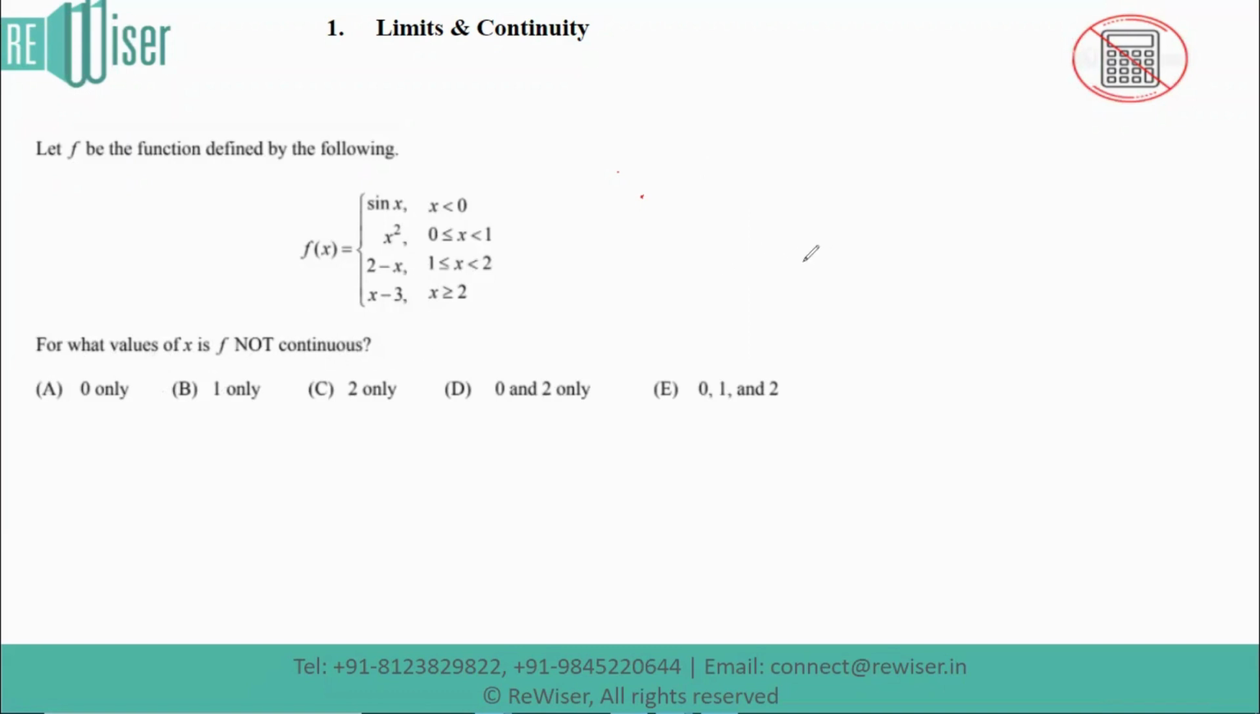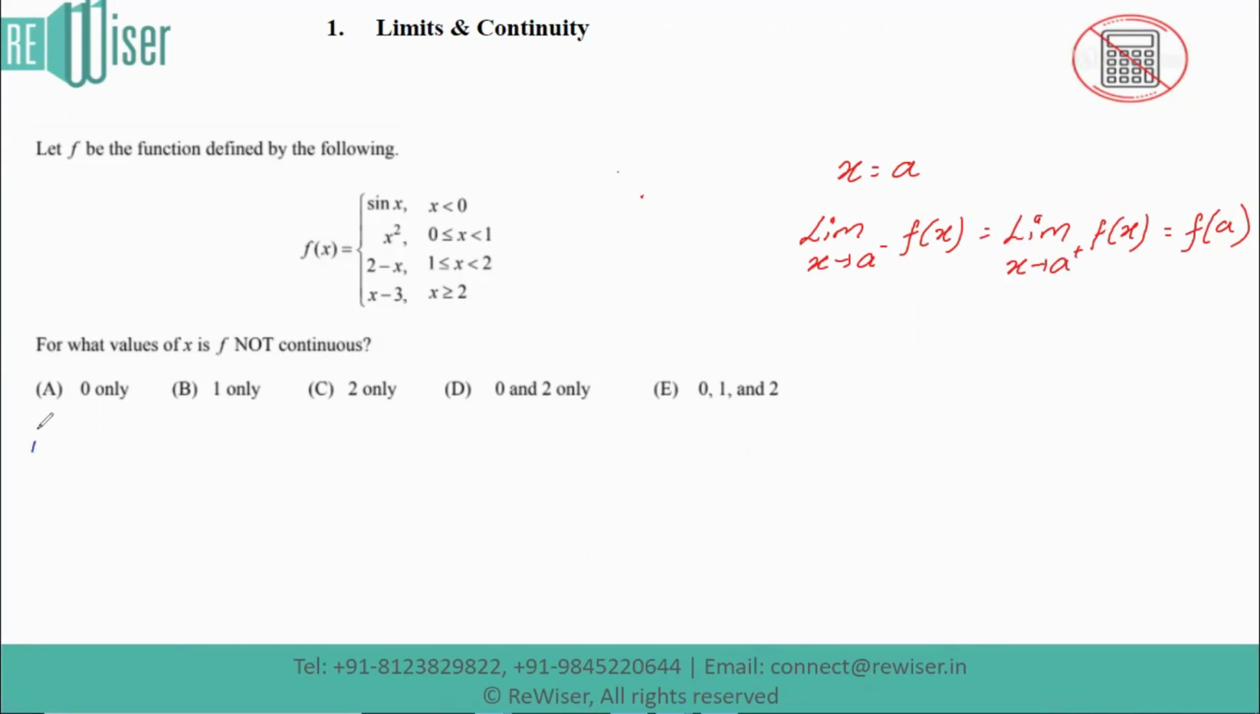If I'm talking about continuity at a point, if any function has to be continuous at a particular point x equals a, then my left hand limit as x approaches a of the function must be equal to my right hand limit, and that must also be equal to the value of the function at that particular point. Whenever this is satisfied, we say a function is continuous at x equals a.